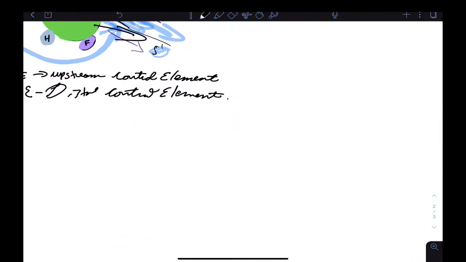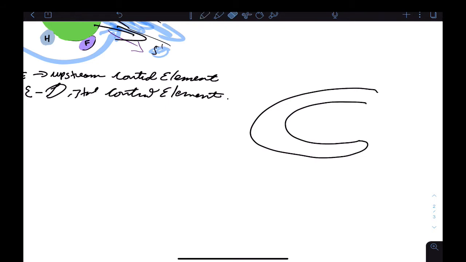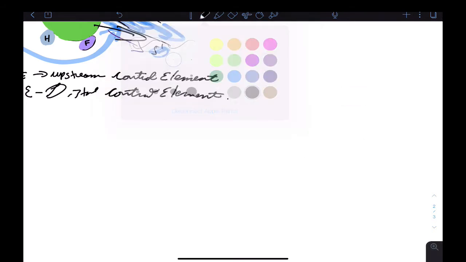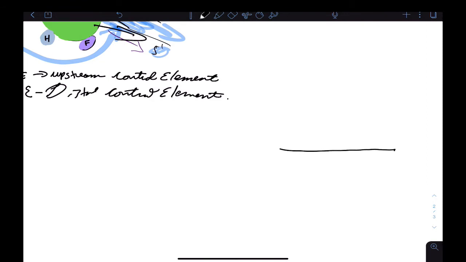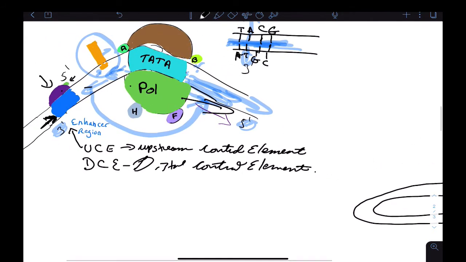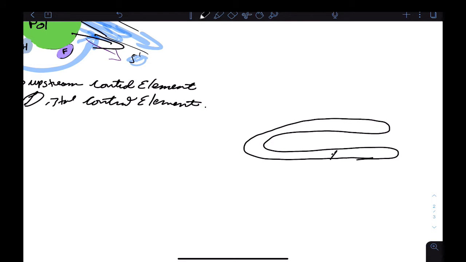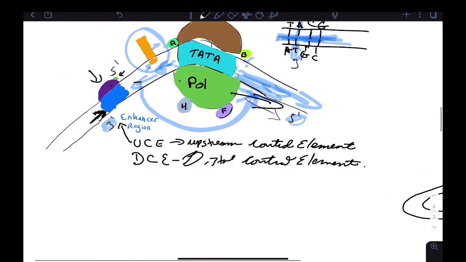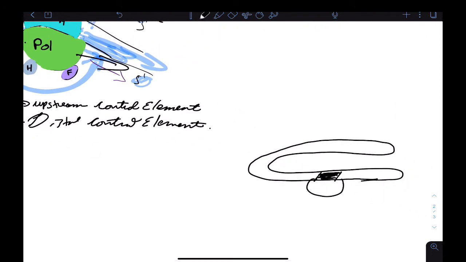Let me draw a picture to show you what that may look like. Essentially it's going to look something like this. So let's say this is our region over here. This is our promoter region. Remember, over here we have our polymerase that's going to come and attach. And this part over here we said was the enhancer region. So when it loops around, our enhancer region is over here.